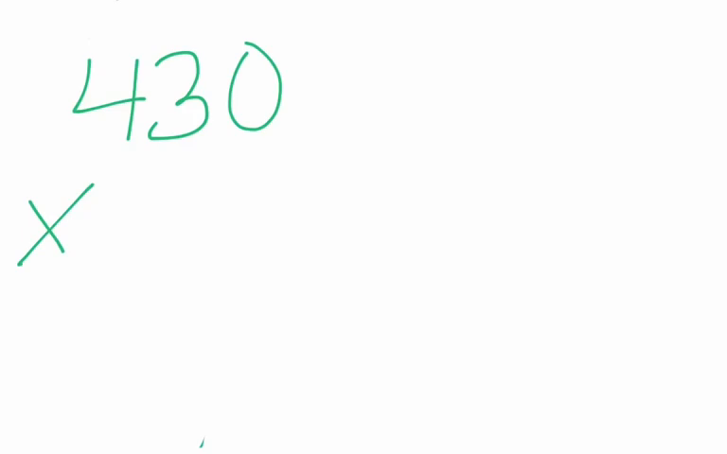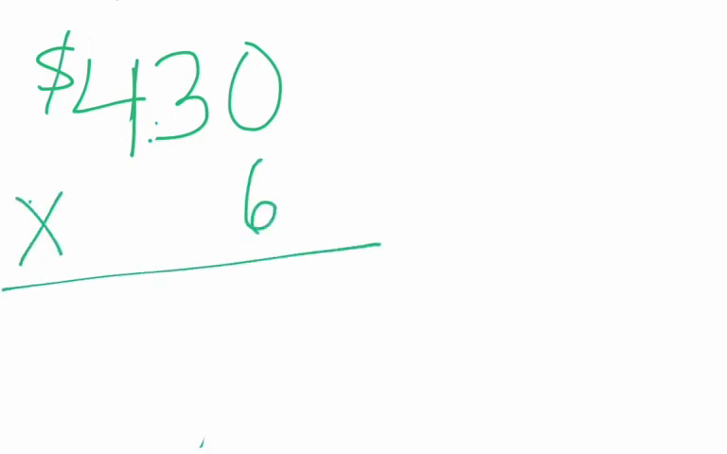Example number 2. Gwen put 430 pennies in a jar. Seems like we do a lot of word problems with pennies in a jar. Just saying. She estimated that she would need 6 times as many pennies to fill the jar completely. Oh sorry, I jumped ahead of myself. So we have 430 pennies. She estimated that she would need 6 times as many pennies to fill the jar. So she multiplied $4.30 by 6. So, $4.30 times 6.